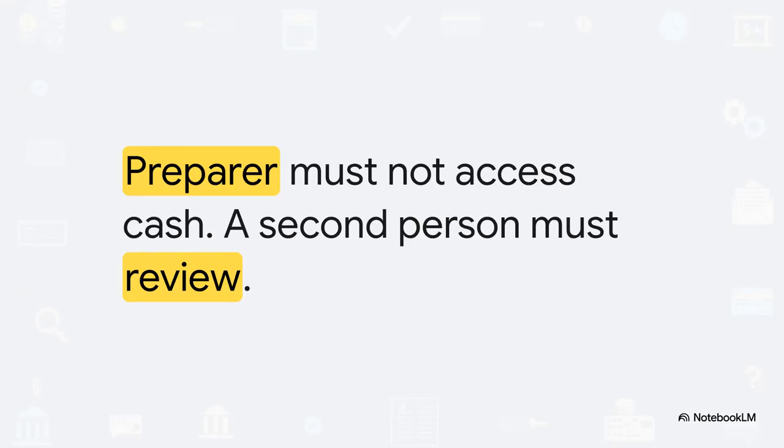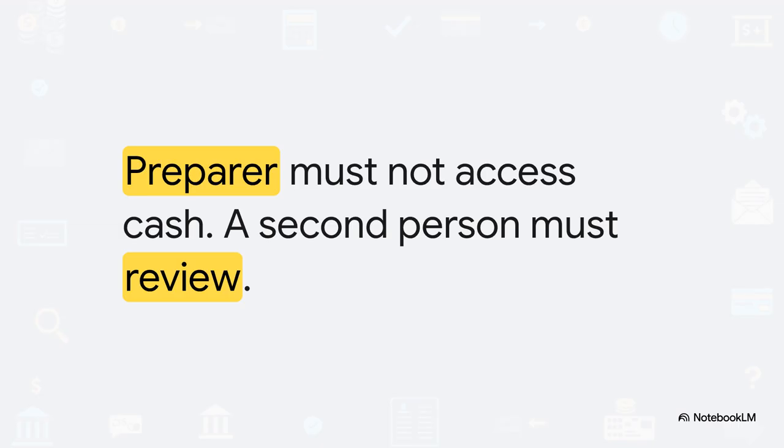The golden rule here is segregation of duties. The person preparing the bank reconciliation must not be able to receive cash or make payments. Why? Well, if the person physically moving the money is also reconciling the account, they could easily steal cash and just hide it in the reconciliation as a fake reconciling item. No way. The reconciler acts as an independent check. That independence is the whole point.